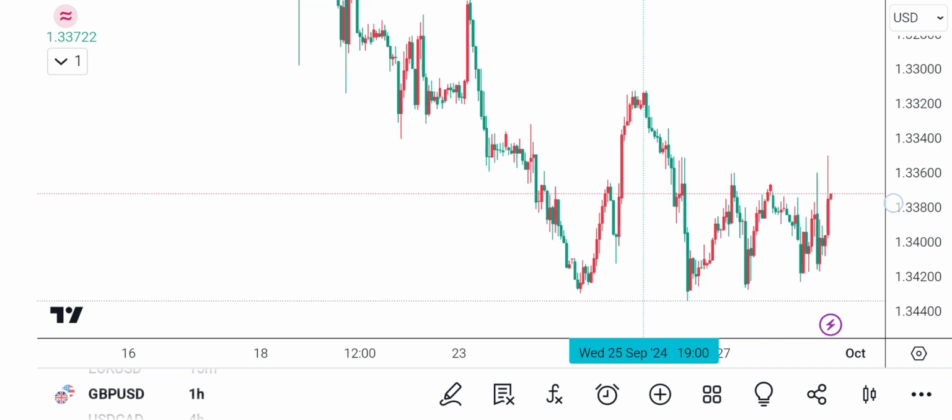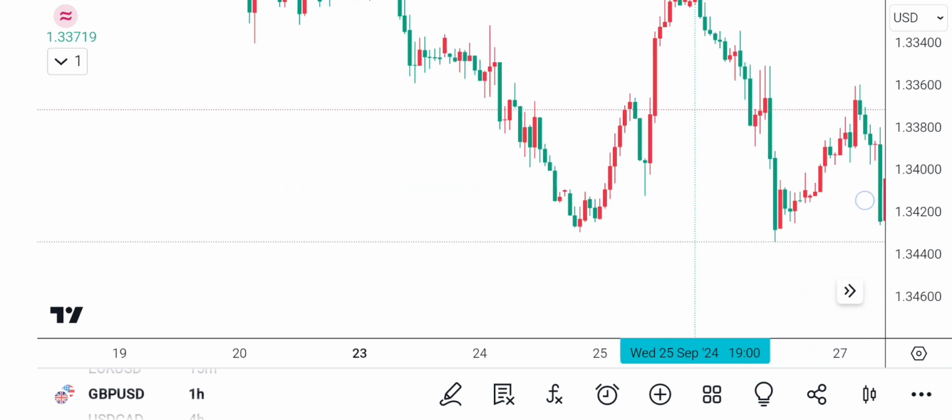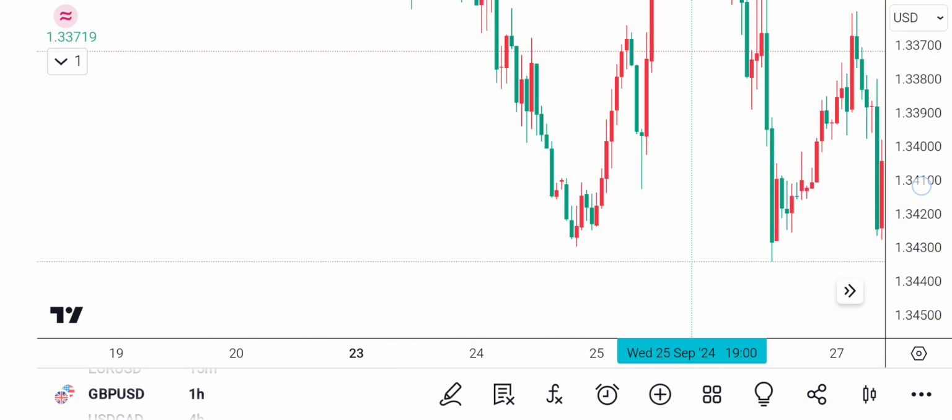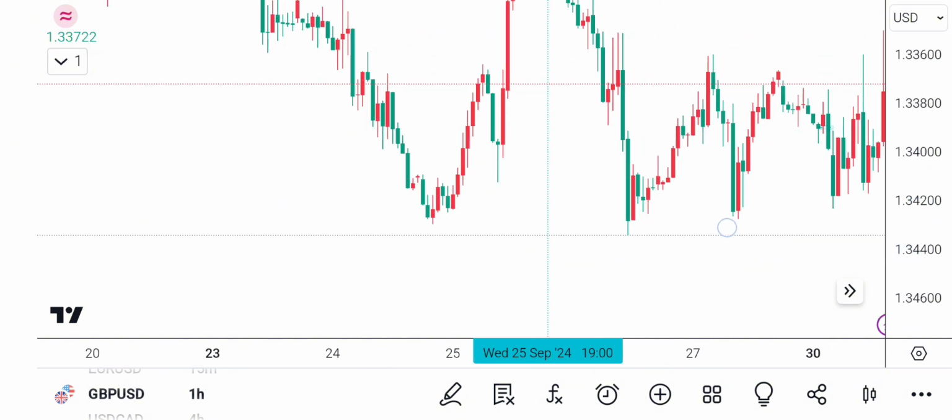Let's see. I'm seeing a mitigation block here. No problem. Let's scan. Sometimes it's difficult to see. Okay.